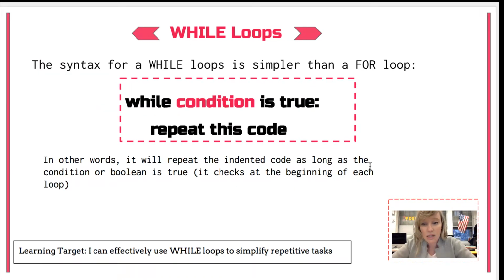So basically the syntax for a while loop, the beginning syntax, the while condition, is a little bit simpler than the for loop, where you don't have to put a range of values in there.